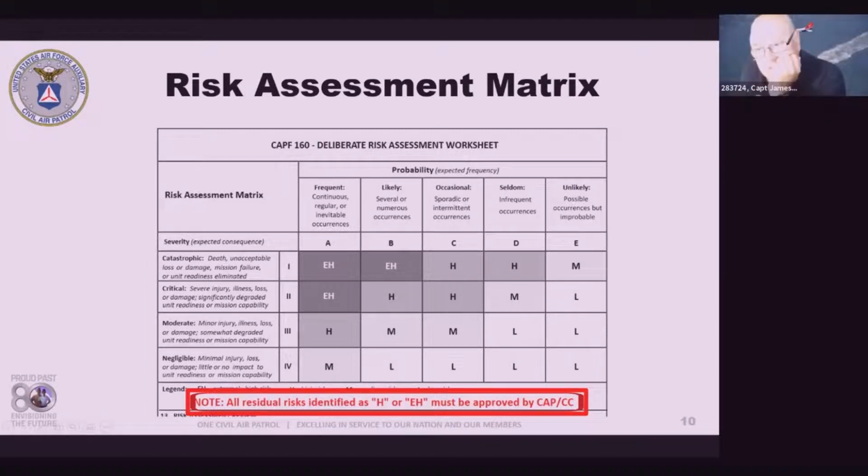Do we have a minor injury, illness, loss or damage, somewhat degraded unit? Damage and somewhat degraded unit. Exactly. If a bird attacks the SUAS, there's no injury. So we're talking damage. Well, if there's damage, then we can maybe even go back to loss or damage. You can go to negligible because there is no injury, right? But there is an impact to unit readiness. So I would say that we would have to go to moderate. So if we look at occasional, moderate, then our risk assessment is moderate.